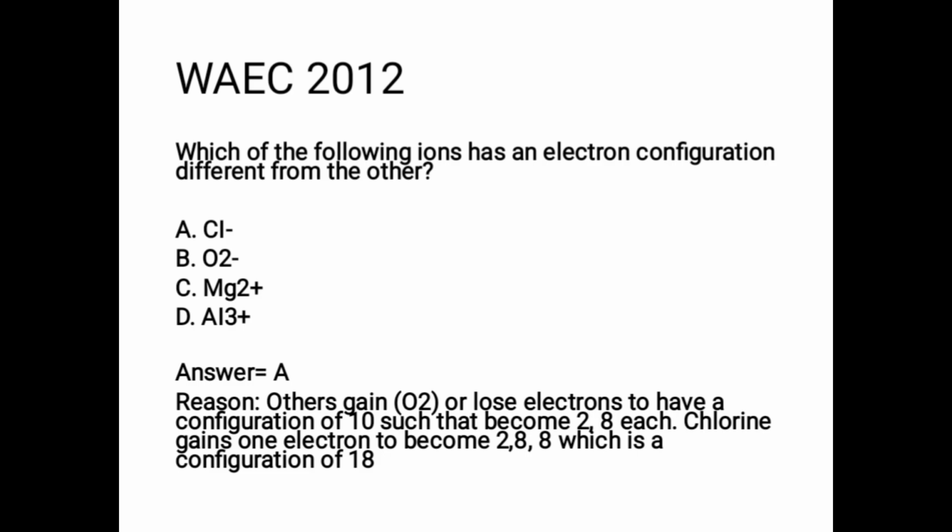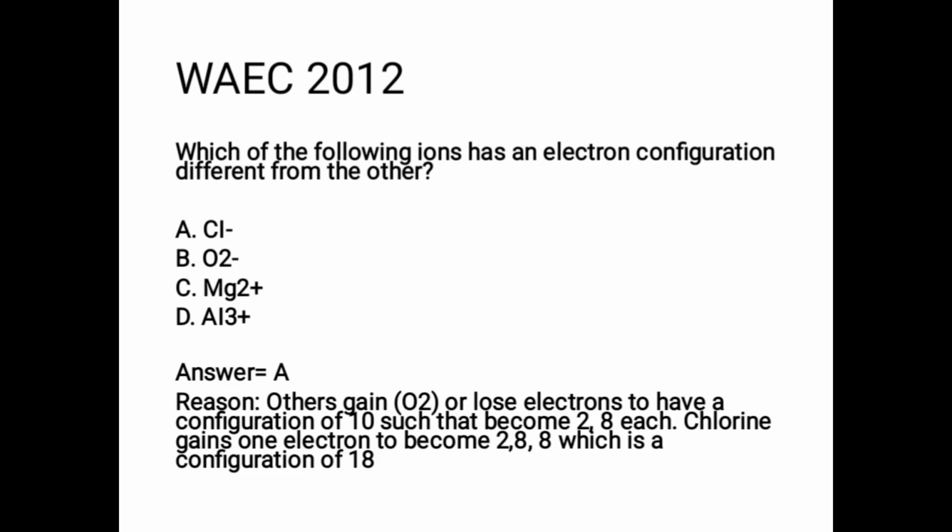So chlorine is having 17 protons, 18 electrons. Oxygen is having 8 protons and then 10 electrons. Magnesium is having 12 protons but 10 electrons. Why? Because you are having 2 plus here. That means it has lost 2 electrons. While aluminum is having 13 protons and 10 electrons, because it has lost 3.